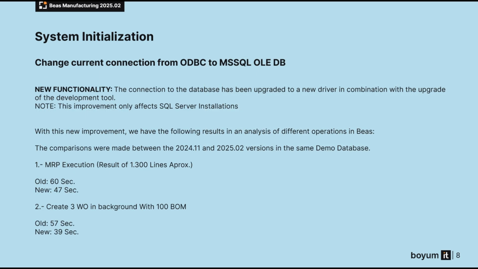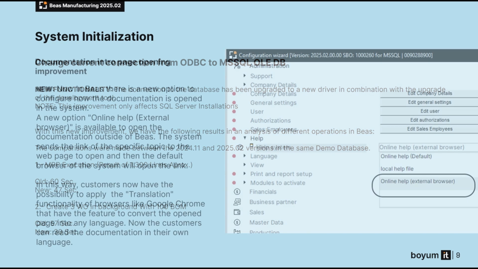After the upgrade of the PowerBuilder version, it became possible to upgrade the connection of the database to a new driver. Please note, this improvement only affects SQL Server installations. With this new improvement, we have the following results in an analysis of different operations in Beas. The comparisons were made between the 2024.11 and 2025.02 versions in the same demo database.